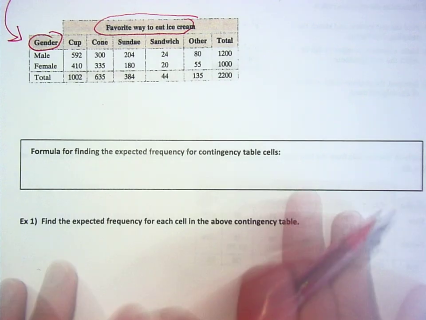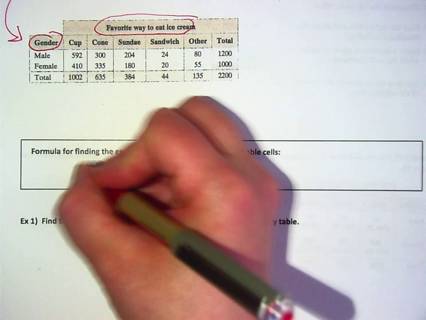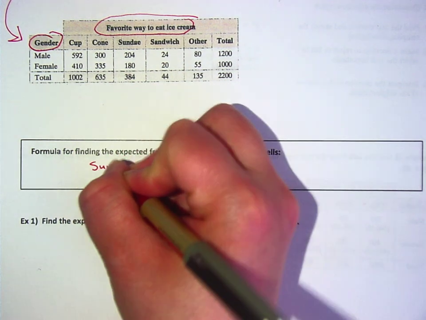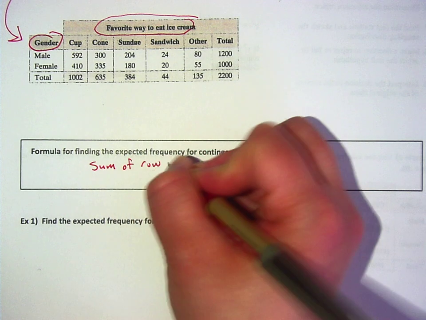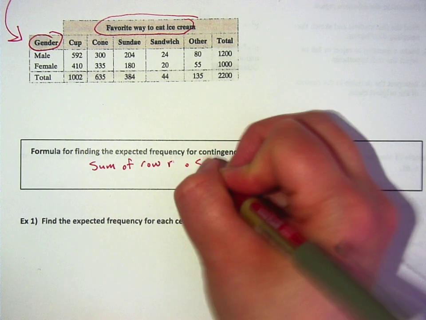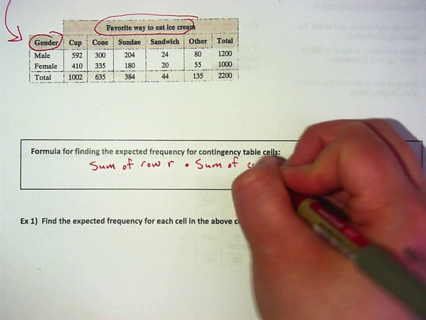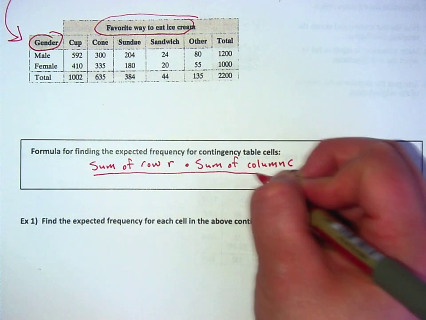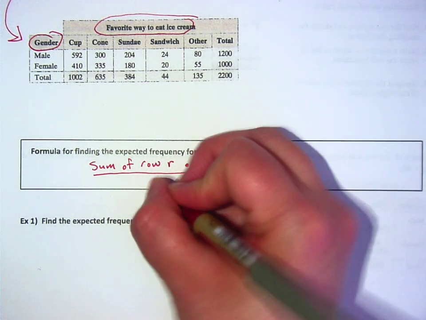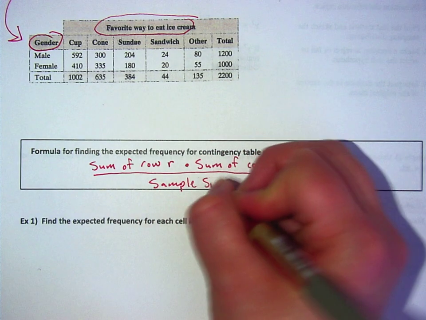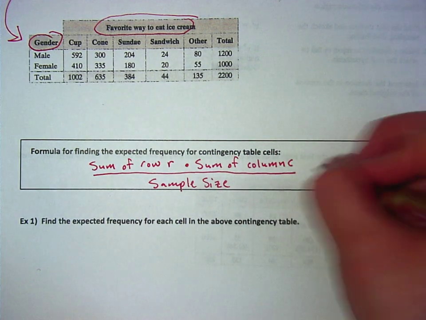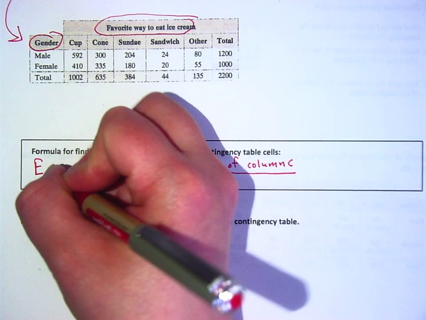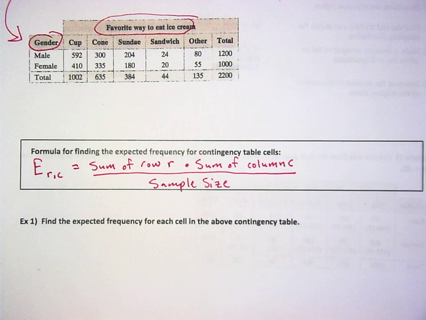All right. So here's the formula for finding an expected frequency for the contingency table. You take the sum of row R, you multiply it by the sum of column C, and you divide by your sample size. And it says E with a sub R comma C, so it'd basically be the expected value for a certain row and column.